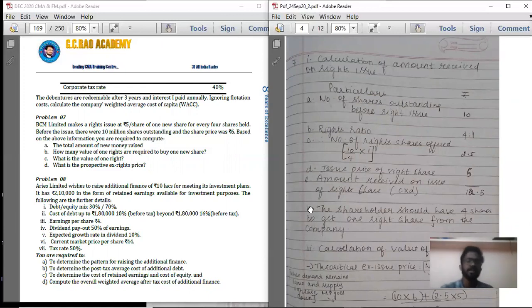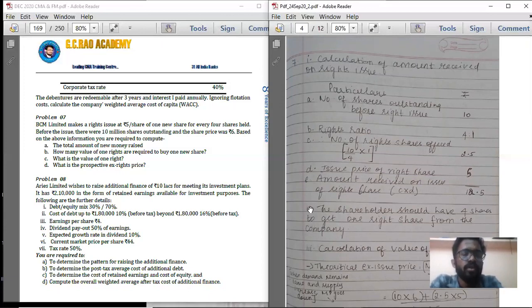BCM Limited makes a right issue at 5 rupees per share, of 1 new share for every 4 shares held. Before the issue, there were 10 million shares outstanding, and the share price is rupees 6.